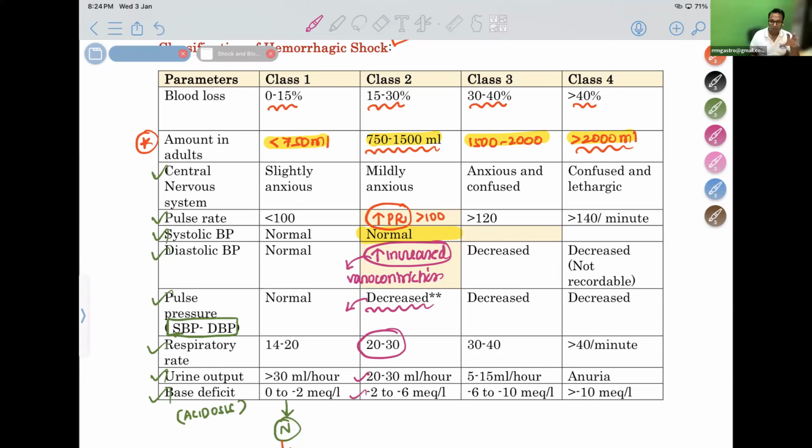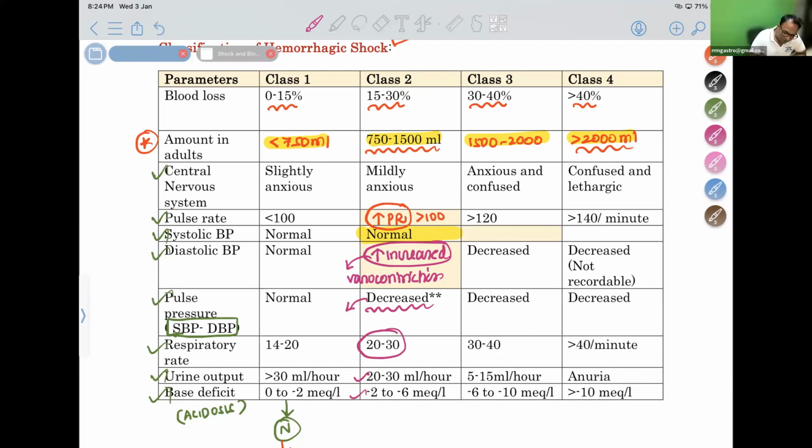Okay, in your essay question, you will not write pulse rate 100 to 120, respiratory rate 20 to 30, urine output 20 to 30. That is not mandatory because it is only essential for PG entrance MCQs. But for an essay question, you can write this table very clearly.